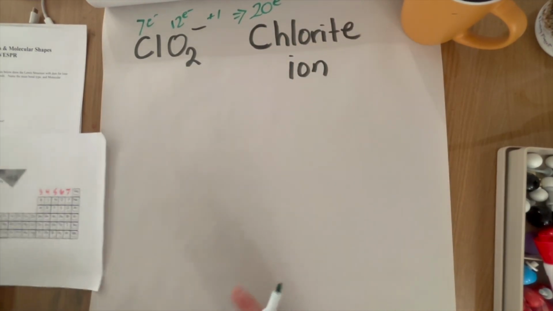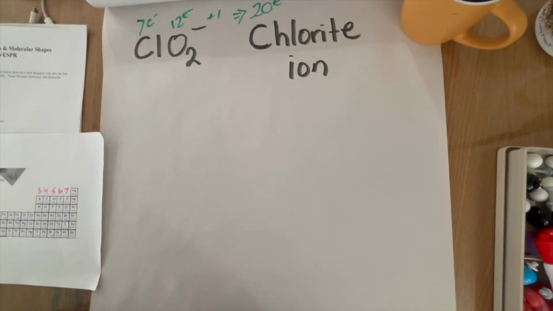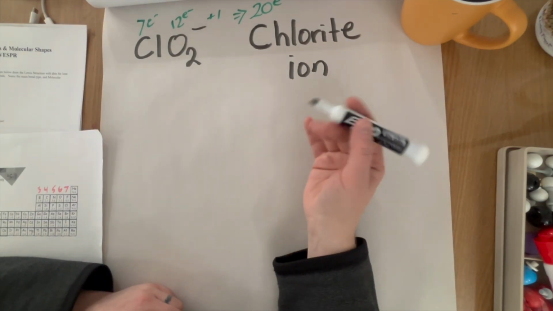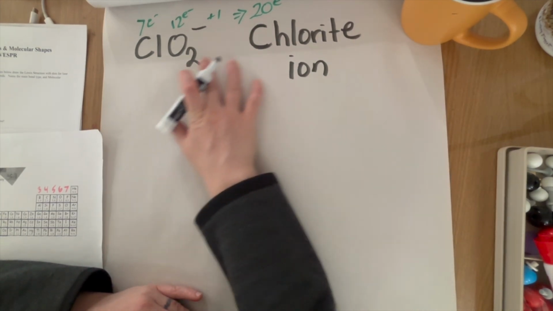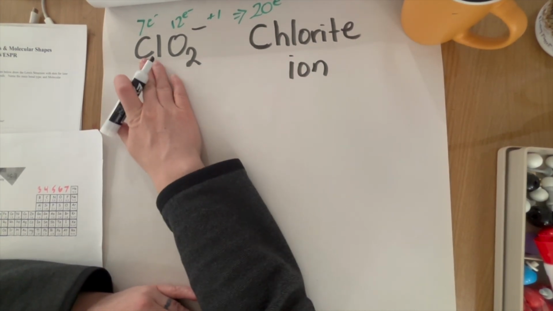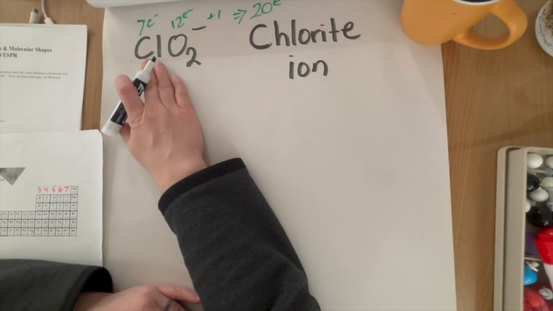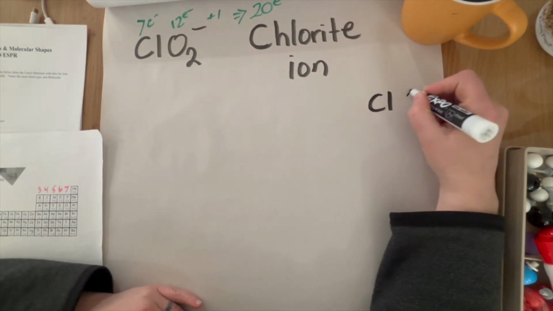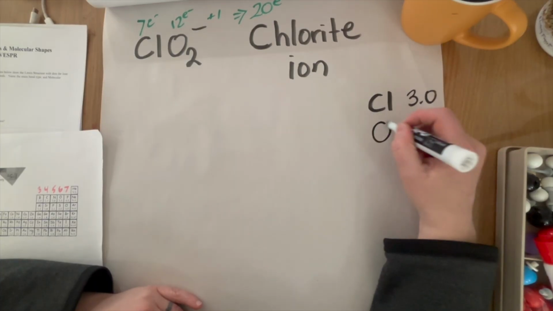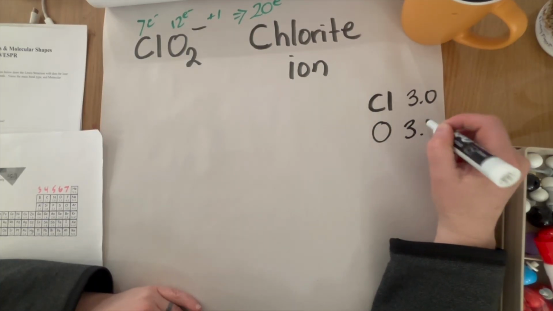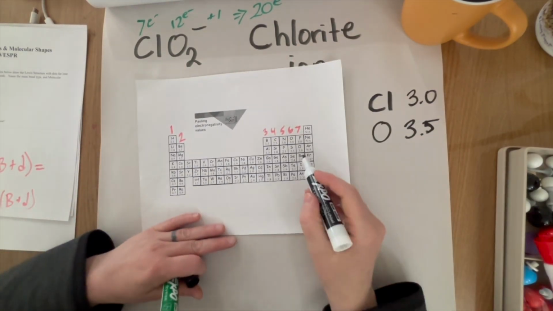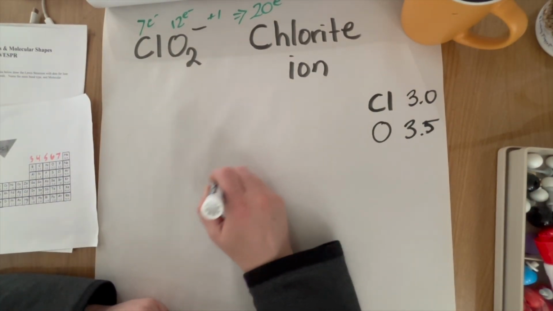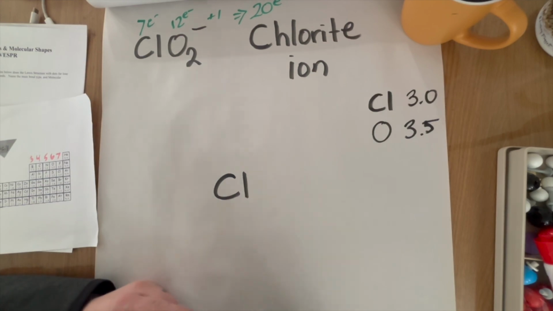Okay, so let's write out what we would be looking at here. Another rule that we didn't cover because it's a little more advanced is that the central atom is sometimes the one with the fewest electrons, but it's also the one that is the least electronegative. So chlorine has an electronegativity of 3, and oxygen has an electronegativity of 3.5. You can see that on the table here. So the least electronegative is chlorine, and so that's going to end up being our central atom.